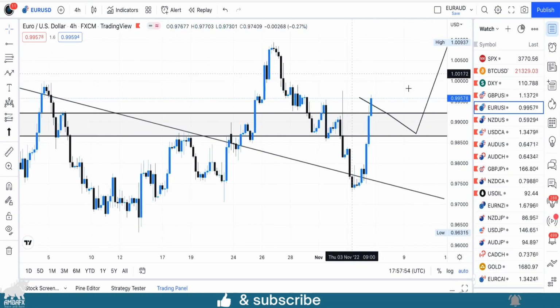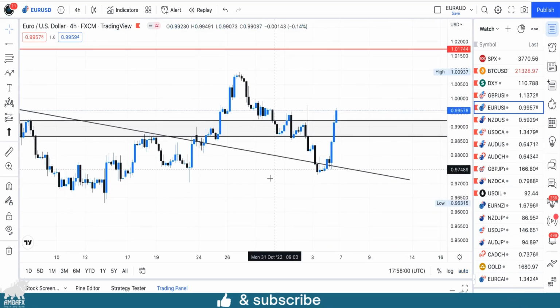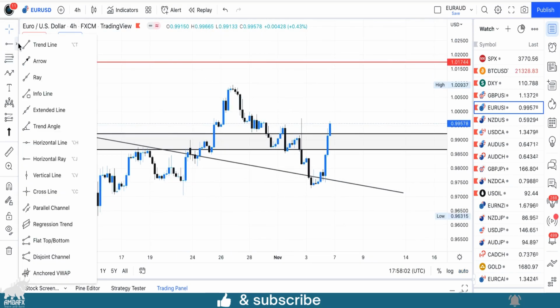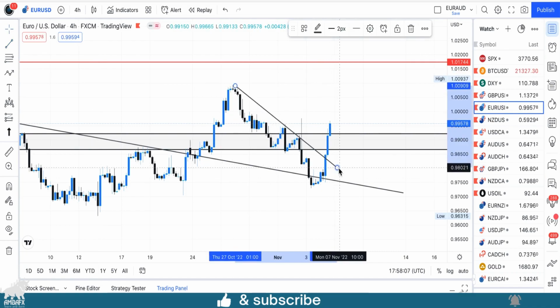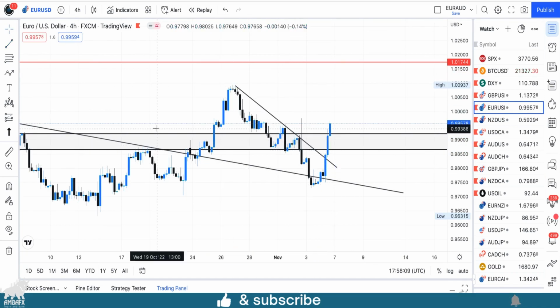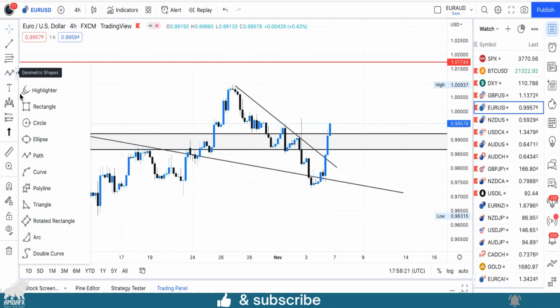4-hour time frame. Let me show you what's going on in the 4-hour time frame. So let's delete this first. So we have a breakout already. We have a breakout of this level already. So the maximum level I'm predicting that this can reach before it goes back is, let's say, at this particular area.